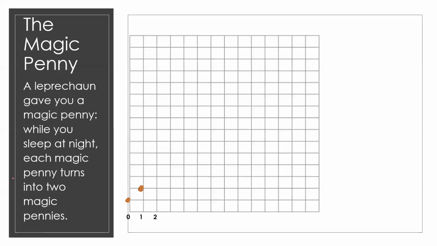Oh, each one of those pennies will turn into 2 more magic pennies. So now you have 4. After the 3rd day, you'll have 8. And then after the 4th day, you will have 16. It's off the chart, literally.